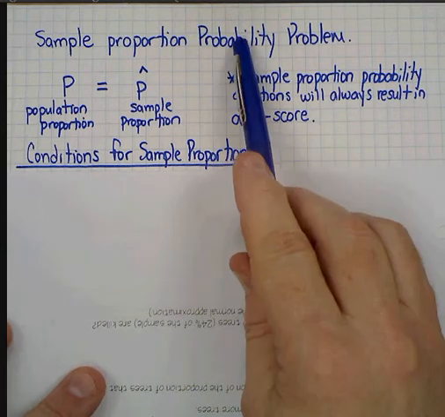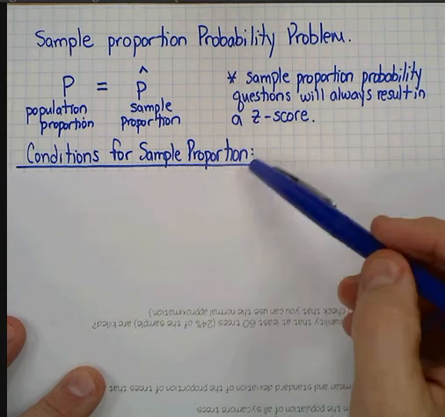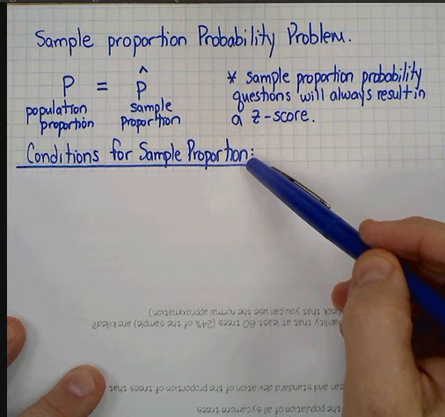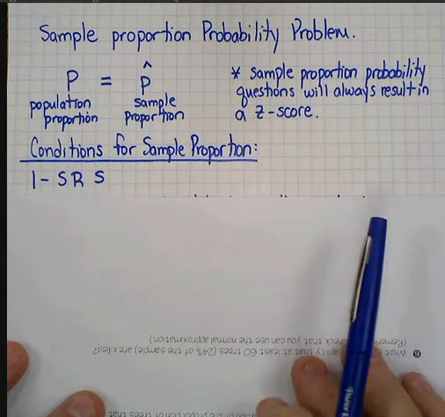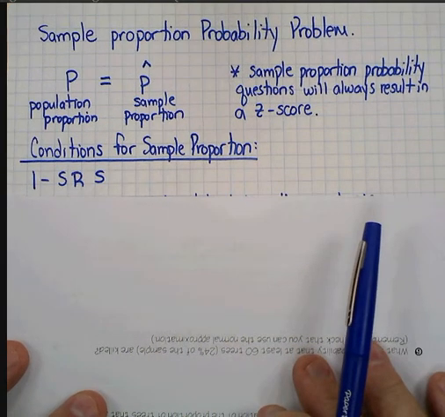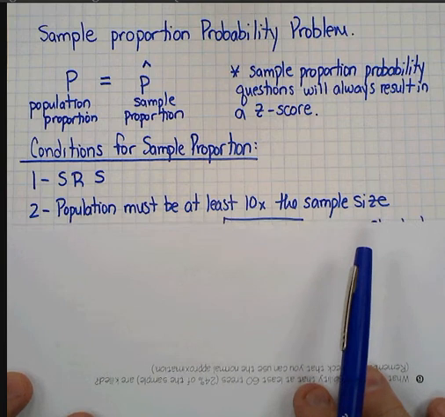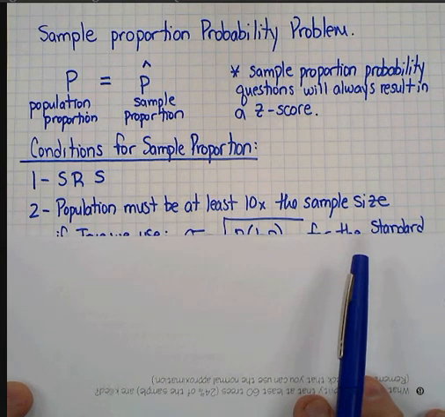Before we can answer any probability question, we have to be able to state conditions, because we need to know whether the distribution is normal and what standard deviation formula we can use. The first thing is we're going to check to see if it's an SRS. The second is the population must be at least 10 times the sample size.